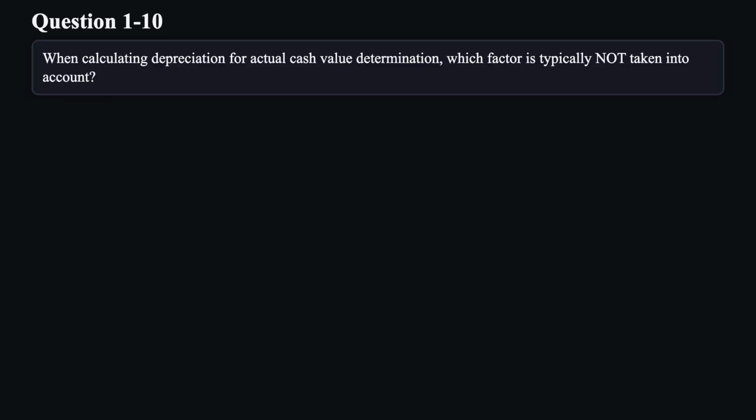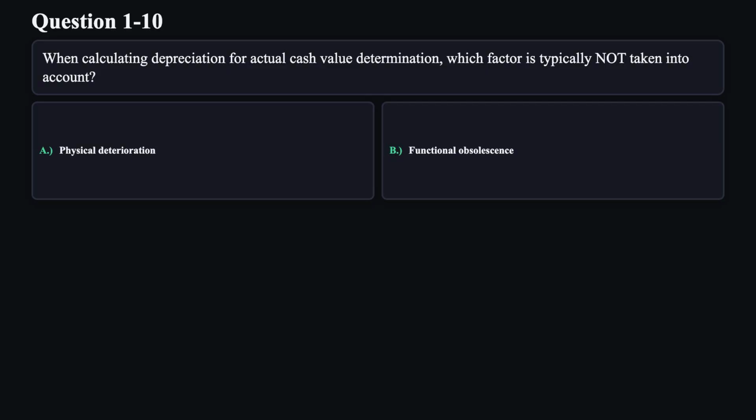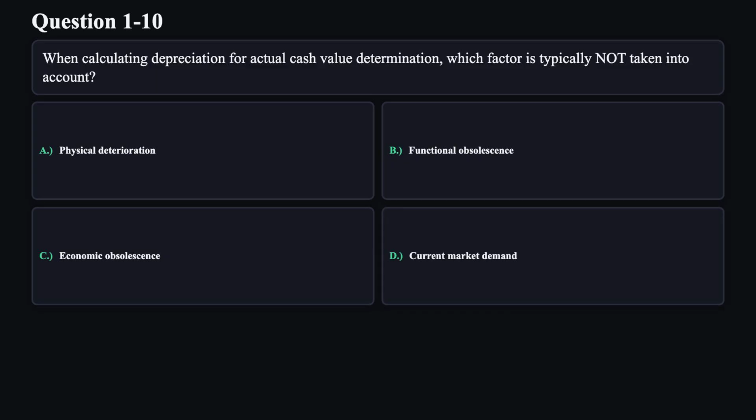Question 10. When calculating depreciation for actual cash value determination, which factor is typically not taken into account? A. Physical deterioration. B. Functional obsolescence. C. Economic obsolescence. D. Current market demand.